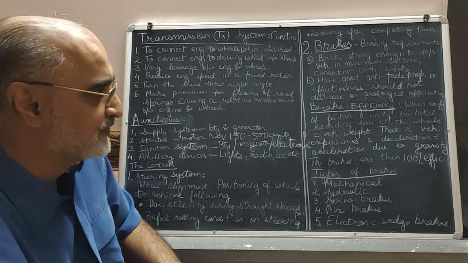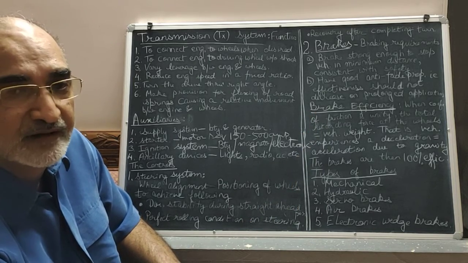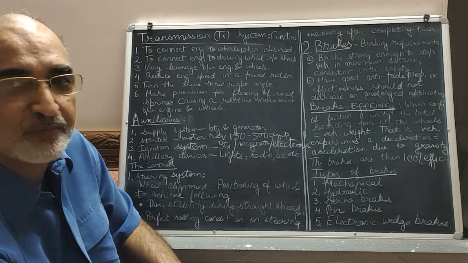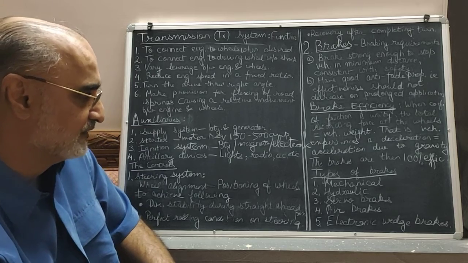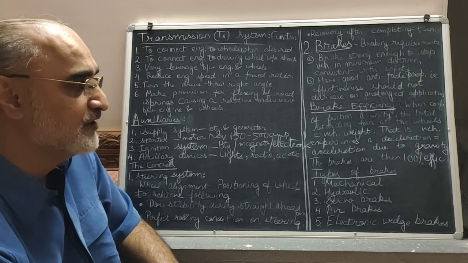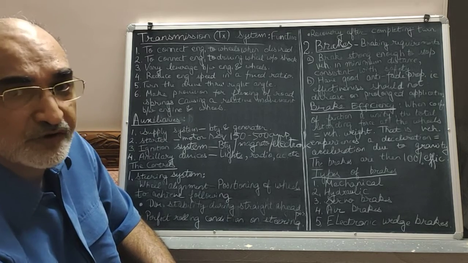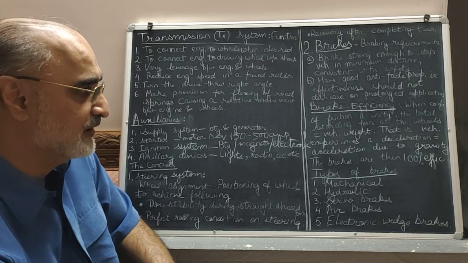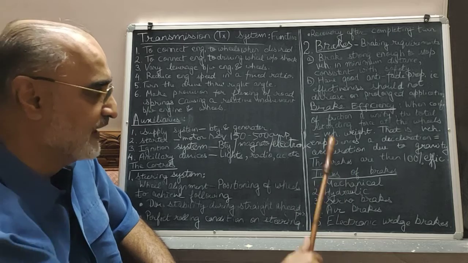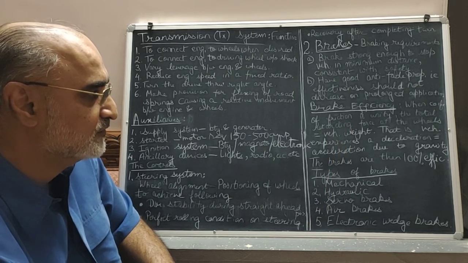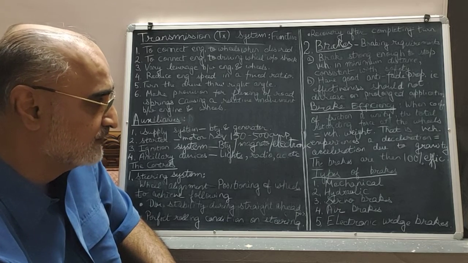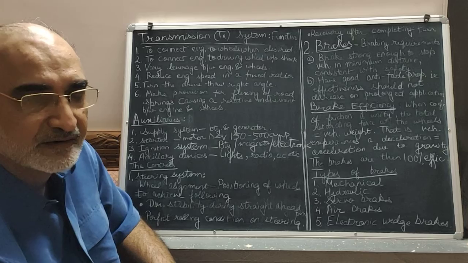Briefly, let's look at what brake efficiency is. Ideally, we would like, when we press the brake, the vehicle to come to a standstill in zero distance. This is not possible, but then let us see. What is the definition of brake efficiency? When the coefficient of friction is unity, the total retarding force at the wheels is equal to vehicle weight. Need to understand this. That is, the vehicle will experience a deceleration equal to acceleration due to gravity.